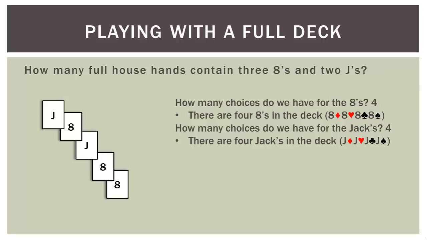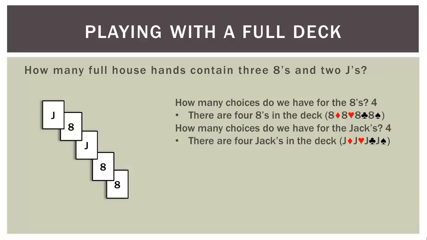Well, 4. There are 4 eights in the deck, remember? We have the 8 of diamonds, the 8 of hearts, the 8 of clubs, and the 8 of spades. So there are 4 eights in the deck to choose from. How many choices do we have for the jack? Well, 4. There are also 4 jacks in the deck. So the jack of diamonds, jack of hearts, jack of clubs, jack of spades. So there are 4 eights and 4 jacks in the deck. So where do we go from here?